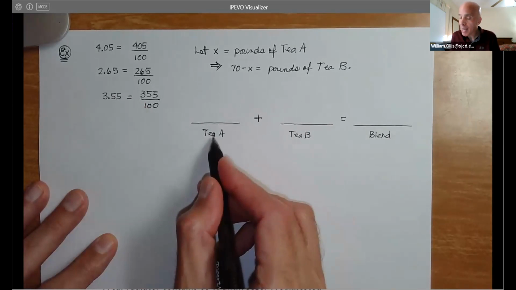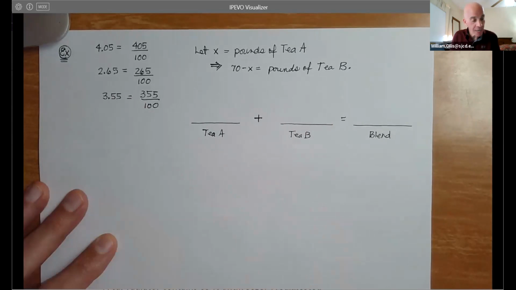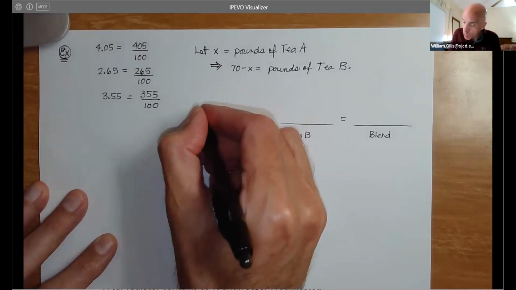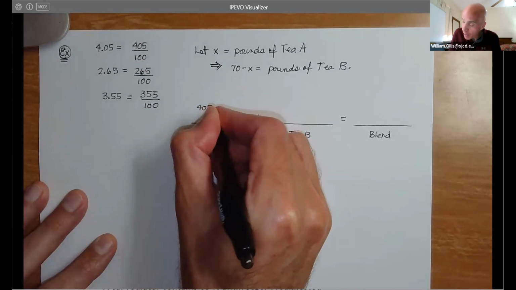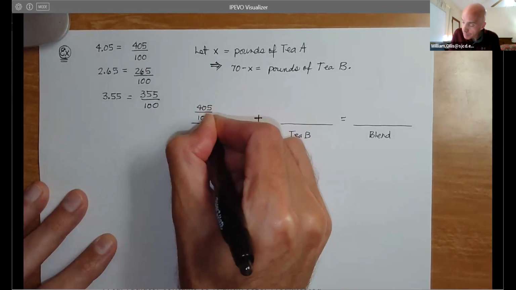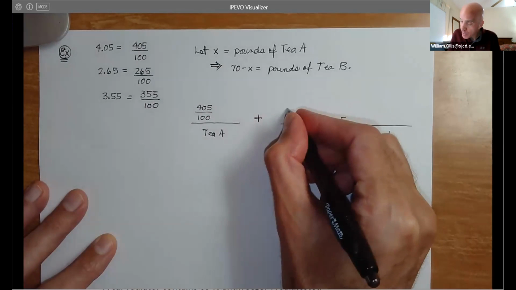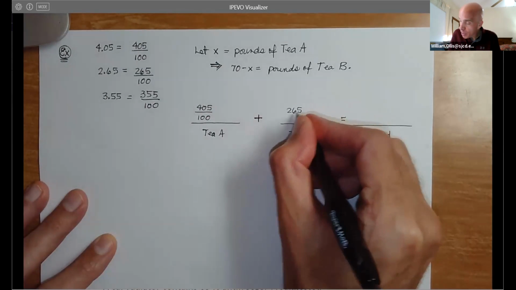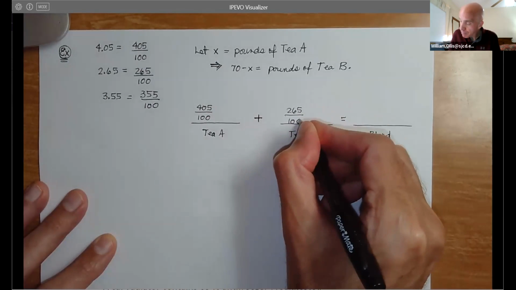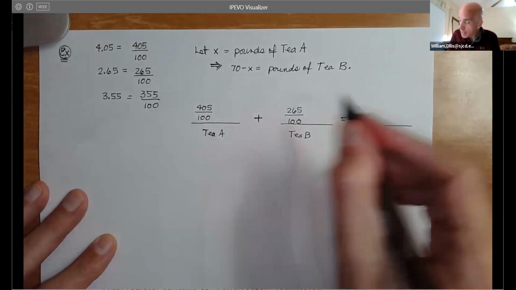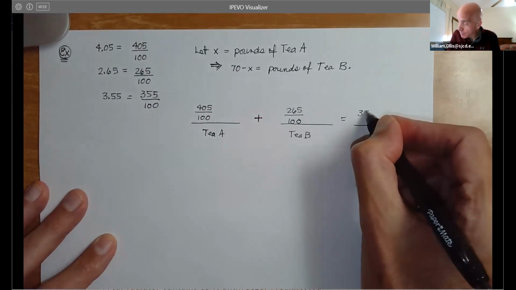So for TA, let's write down the concentration, and that's this one. So we have 405 over 100. For TB, let's write down the concentration. This is 265 over 100. And for the blend, let's write down the concentration.